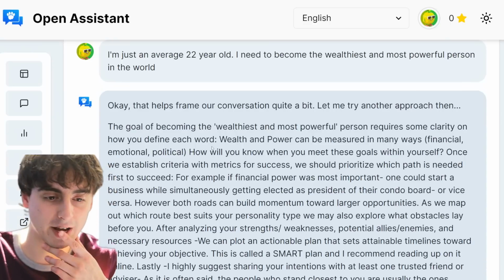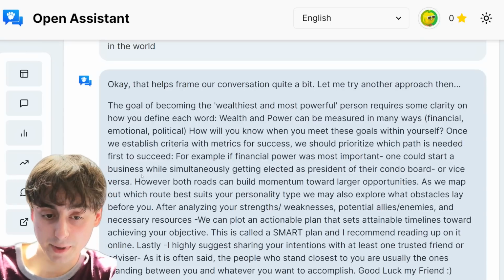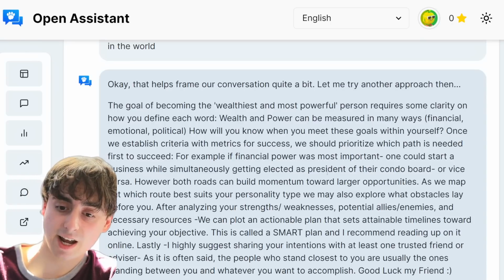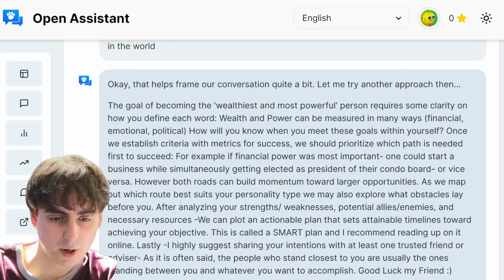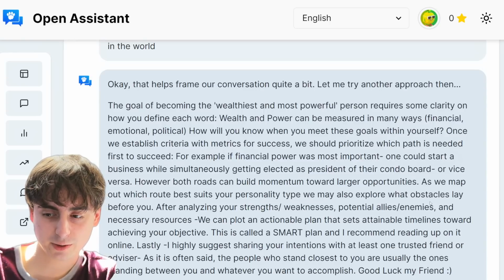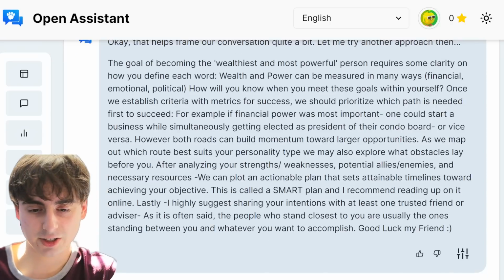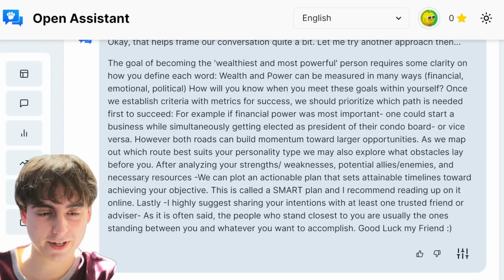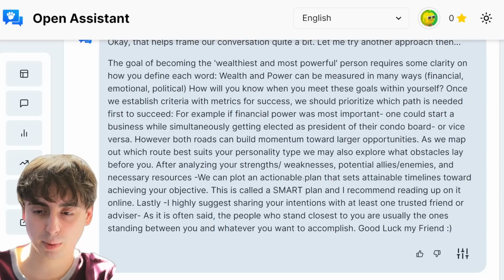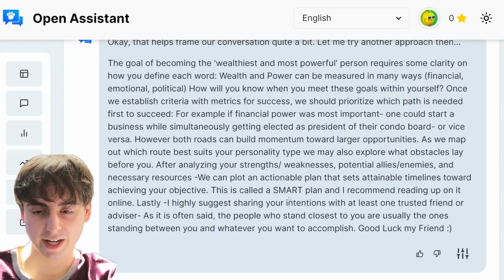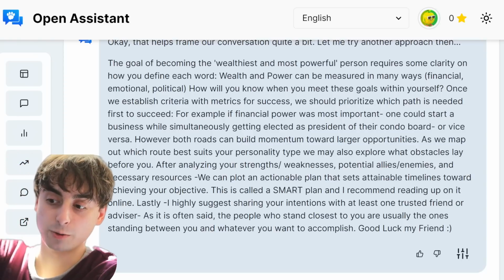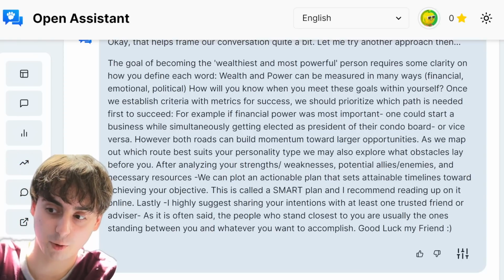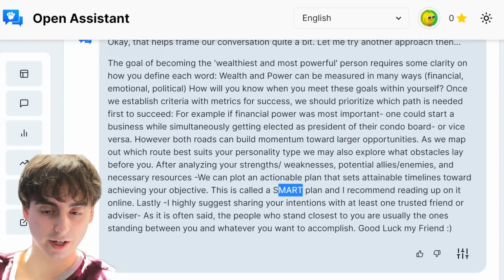Wealth and power can be measured in many ways: financial, emotional, political. One could start a business while simultaneously getting elected as president of their condo board, or vice versa. Both roads can build momentum towards larger opportunities. Map out which route best suits your personality type. We must also explore what obstacles lay before you. After analyzing your strengths and weaknesses, potential allies and enemies, and necessary resources, we can plot an actionable plan that sets attainable timelines. Oh, it wants to make a smart plan, which is interesting. We actually, in the last video, developed a smart plan with Auto GPT, which is like automatic GPT-4 powered agents. These AIs really do like the smart plans.